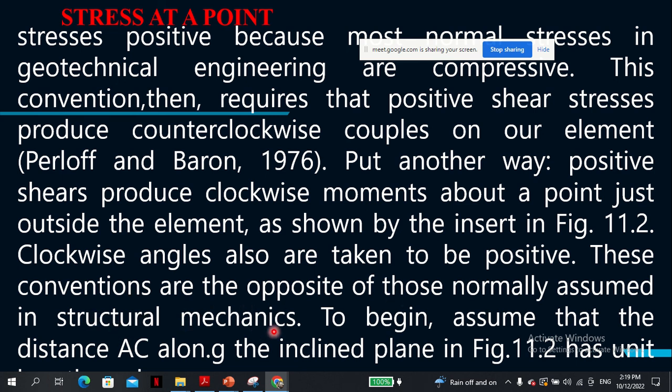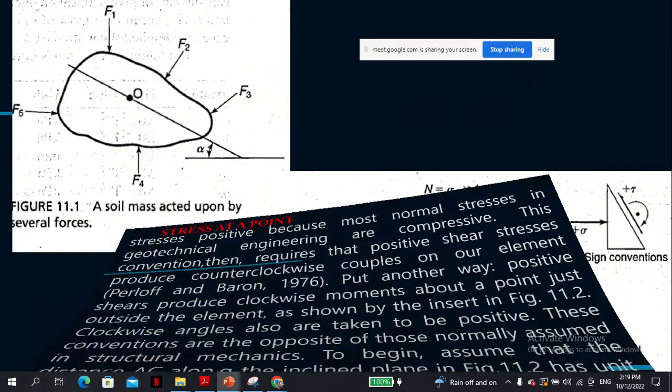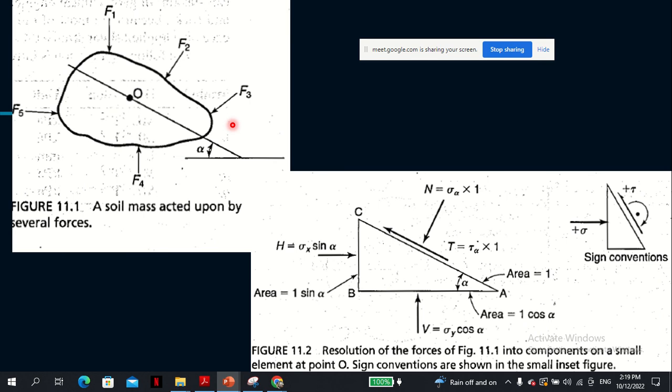To begin, assume that the distance C along the inclined plane in figure 11.2 has a unit area. I think we've talked about that as well. So this is just to elucidate the point further. With these diagrams and the explanation, at your own free time, you can see. So we assume this is a unit area.